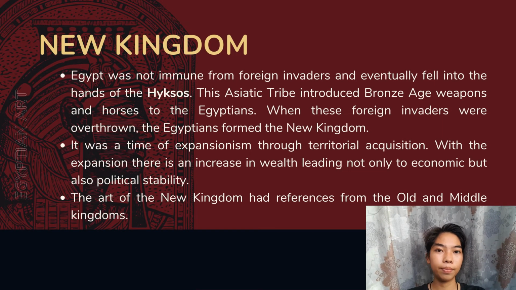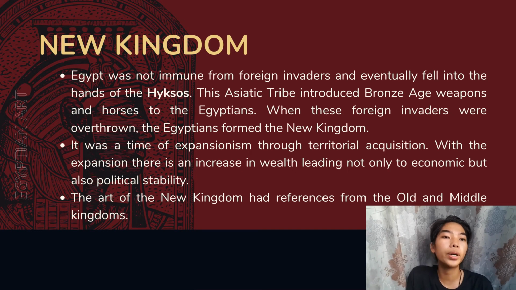New Kingdom. Egypt was not immune from foreign invaders and eventually fell into the hands of the Hyksos. This Asiatic tribe introduced Bronze Age weapons and horses to the Egyptians. When these foreign invaders were overthrown, the Egyptians formed the New Kingdom. It was a time of expansionism through territorial acquisition. Consequently, with the expansion came an increase in wealth, leading not only to economic but also political stability.